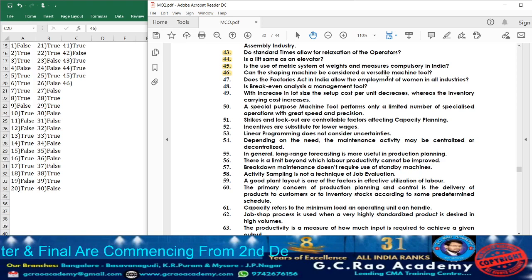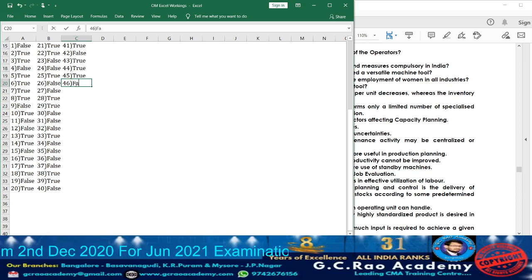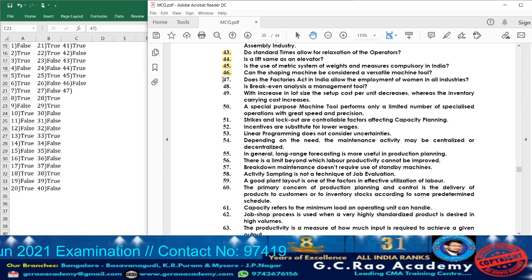Here the question is, can the shaping machine be considered a versatile machine tool? No. It will only be utilized for shaping products, for giving a shape to various surfaces. So we cannot call it versatile. It cannot be utilized for all purposes. So the statement 46, whatever they have given, is false. Now let us move on to statement 47.